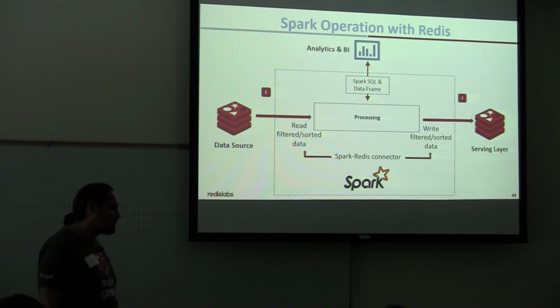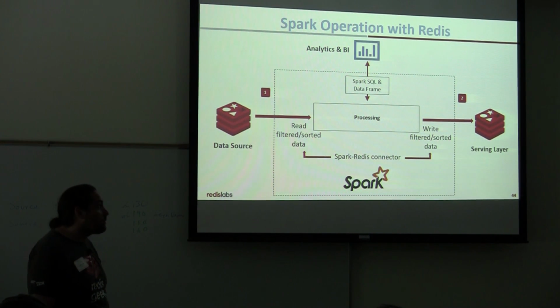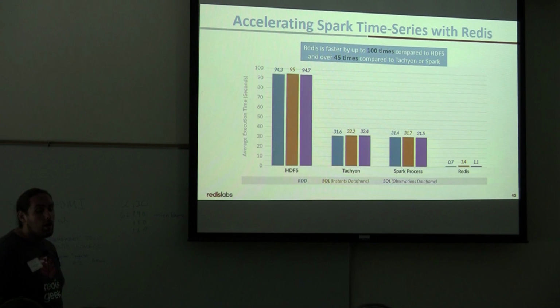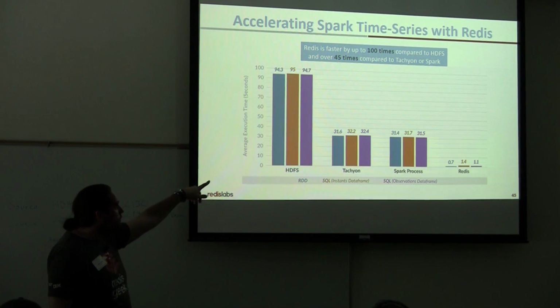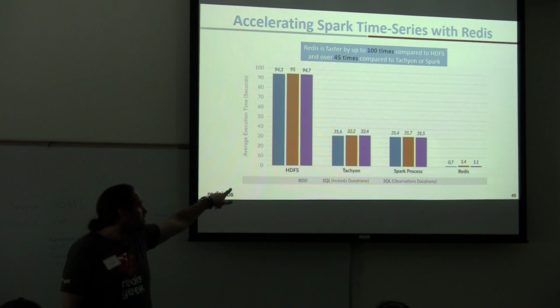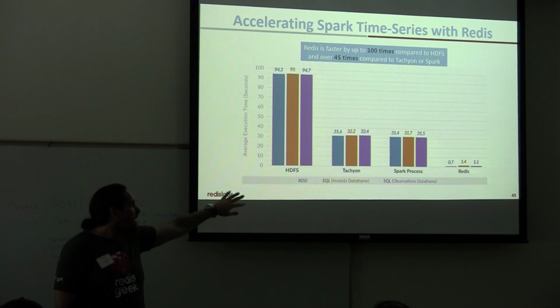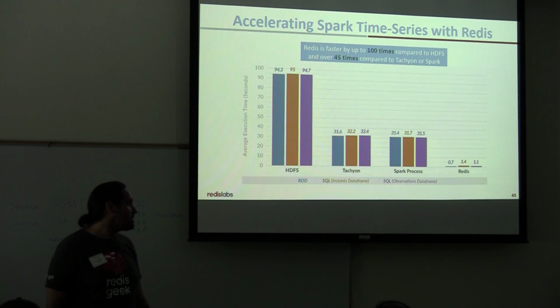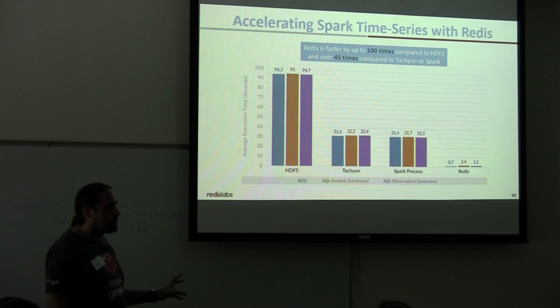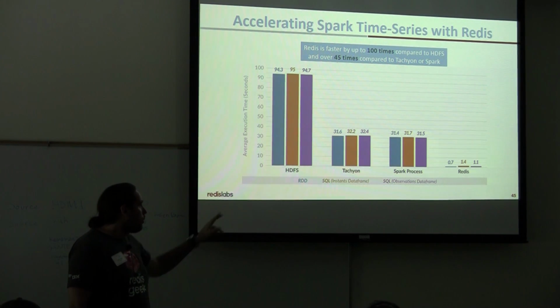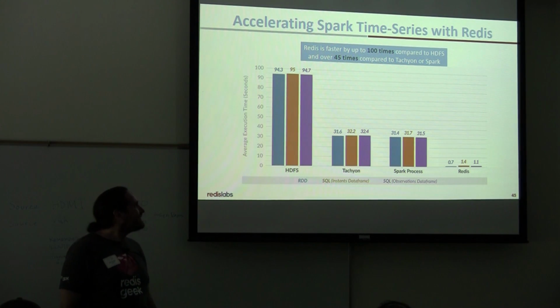So much like anything else that I'm saying, Redis is really, really fast. So this is why you use it. You can get about 100x performance improvement over using HDFS, and about 10x performance improvement using Spark in memory, just the native Spark in memory, or the Tachyon process.